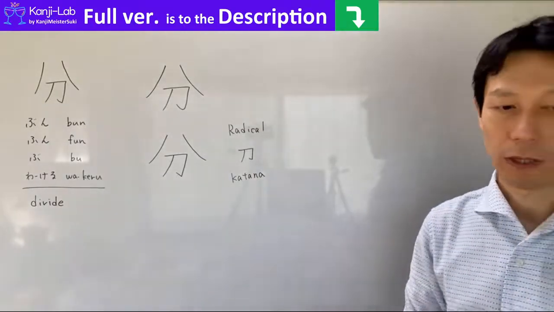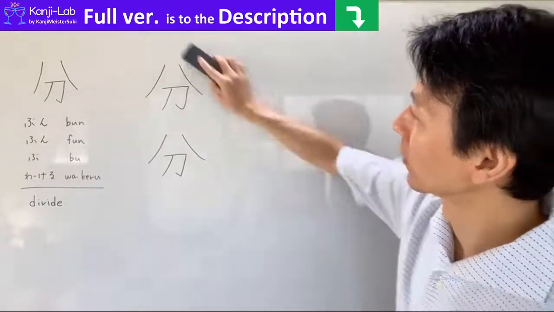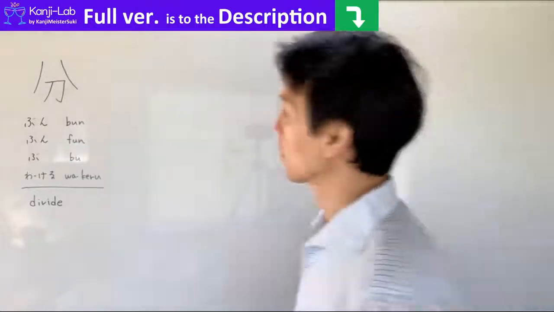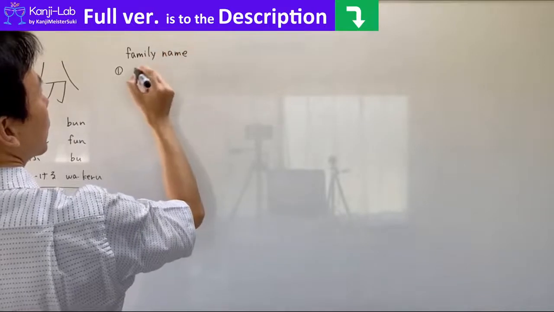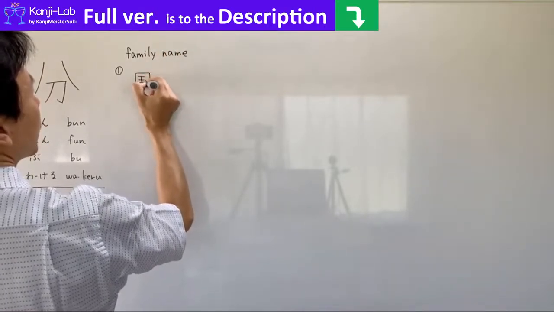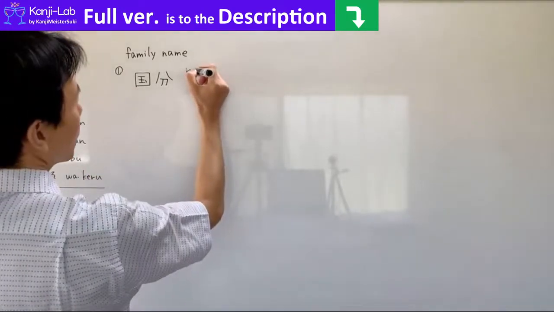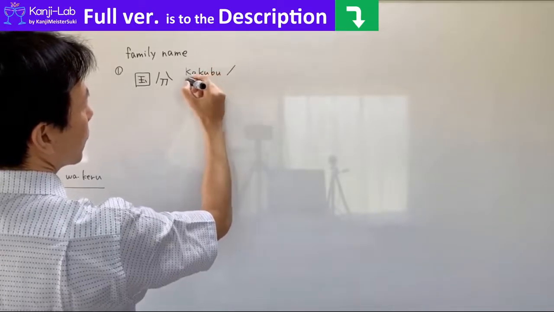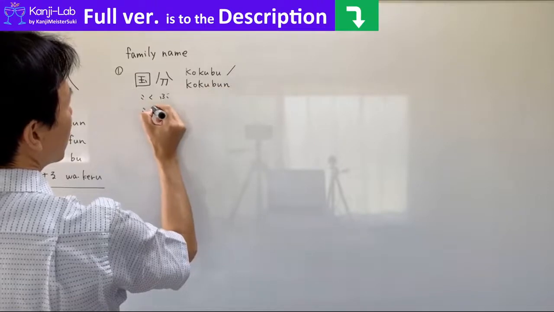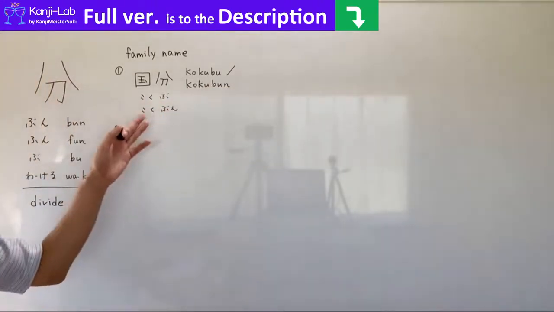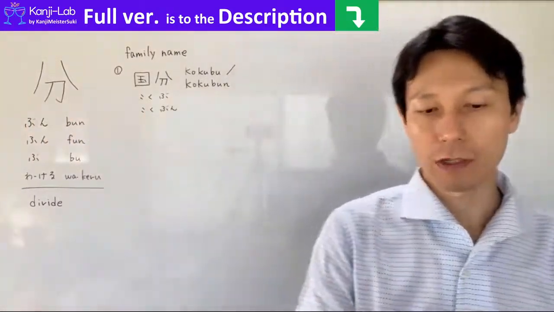And next, I will introduce family names. Here are some family names that are particularly common in Japan. I will introduce one family name. Kokubu. And there are no specific well-known personal names using the kanji 分.